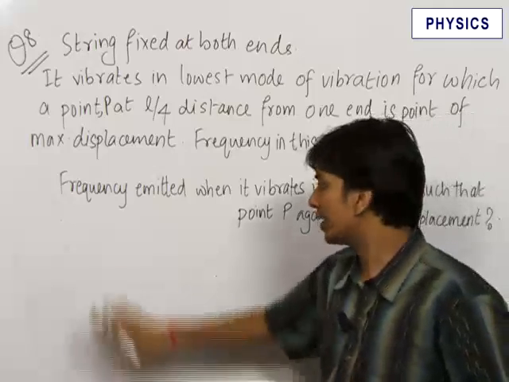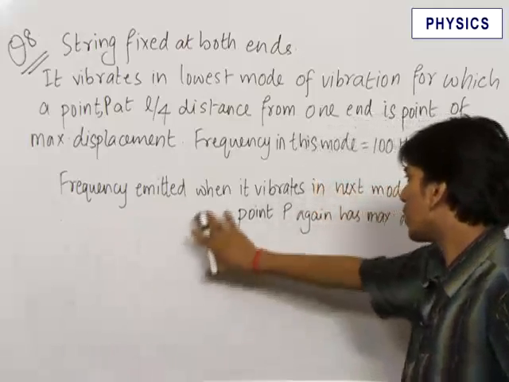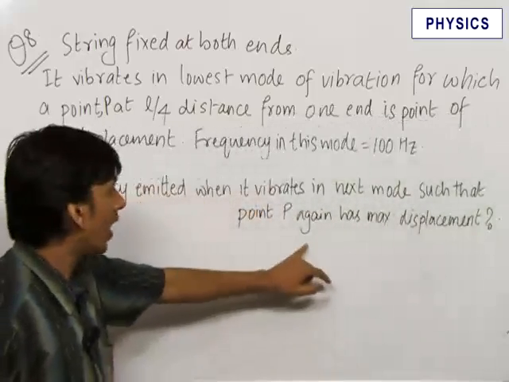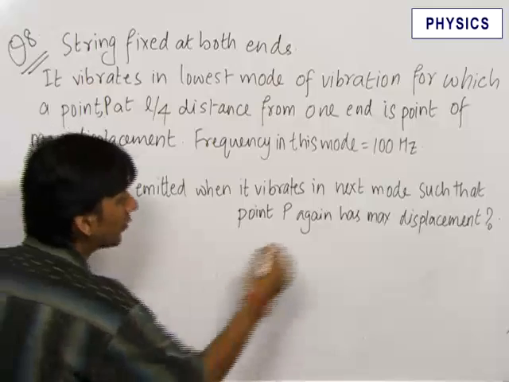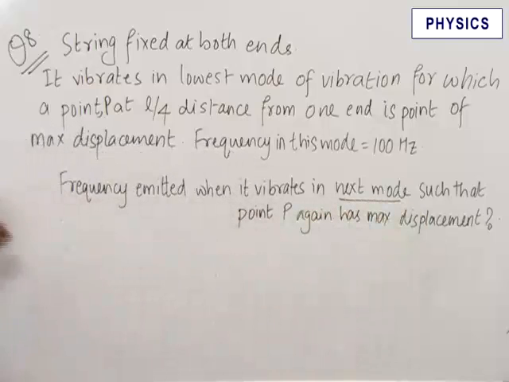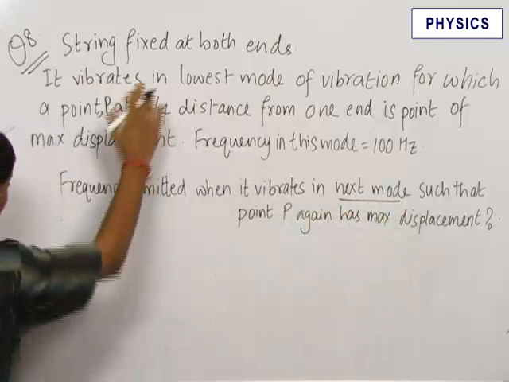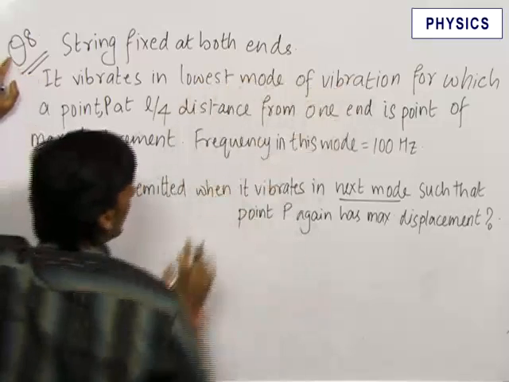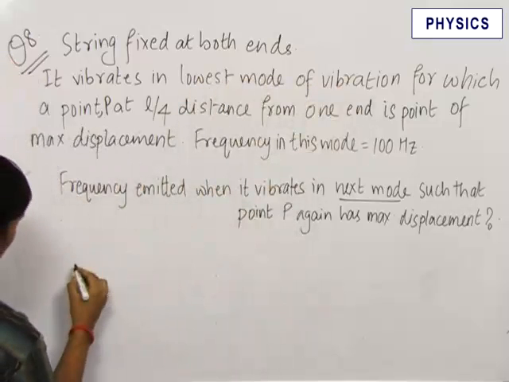What we need to find out is the frequency emitted when it vibrates in the next mode such that the point P again has maximum displacement. We just need to find out the next, immediate mode. Now for solving this question, we have to analyze the first part first. It vibrates in the lowest mode of vibration. Which is that lowest mode of vibration? So let us find out.